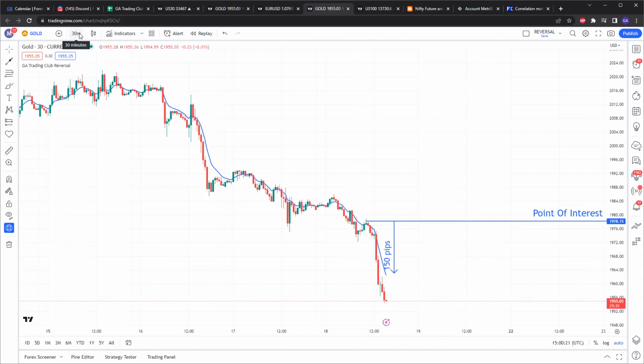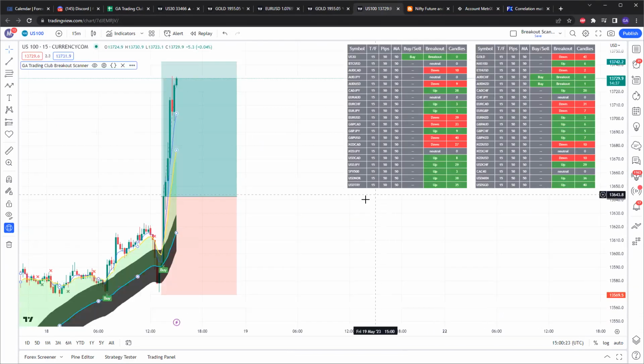Just one last thing. With the scanner, the settings, the ones that you've tested so far, would you say they're the ones that we should try first?